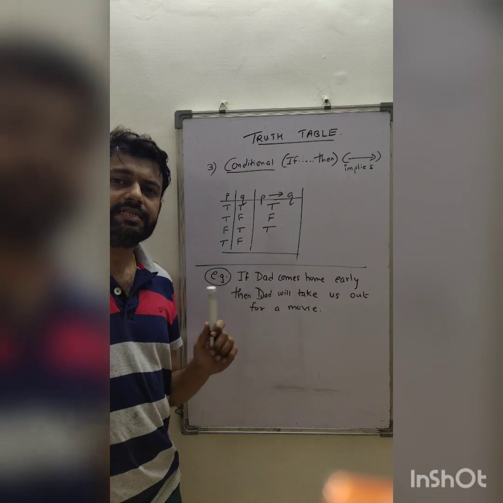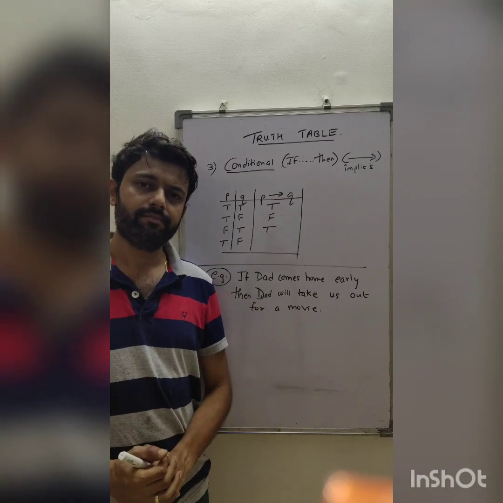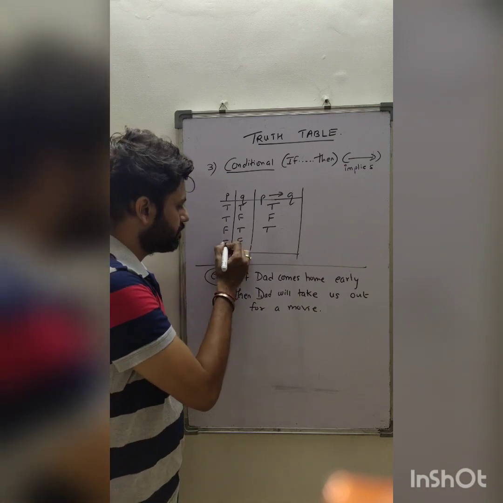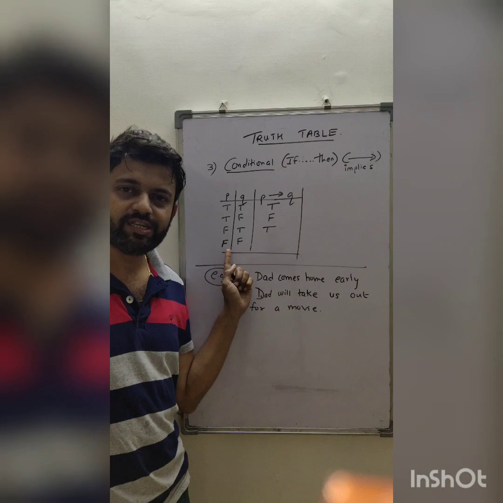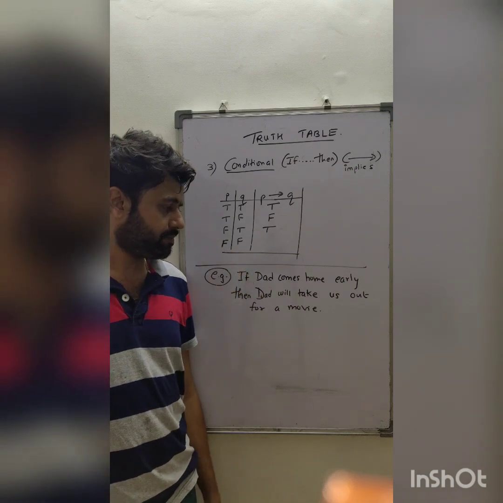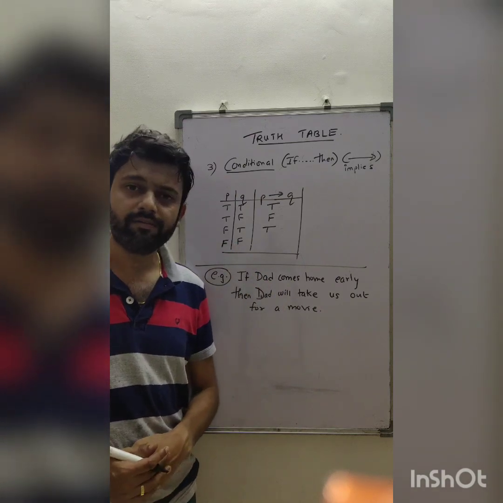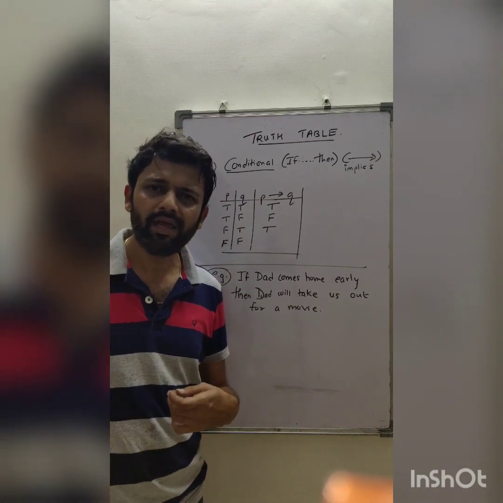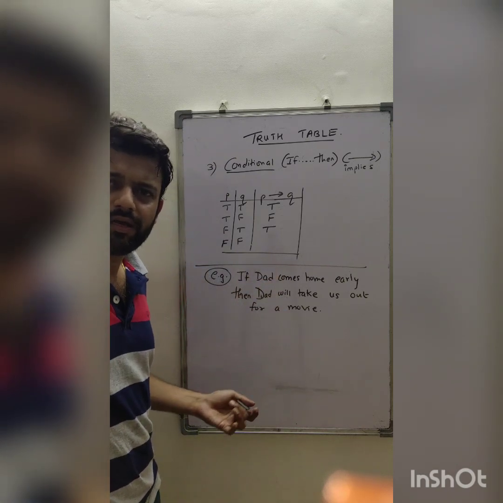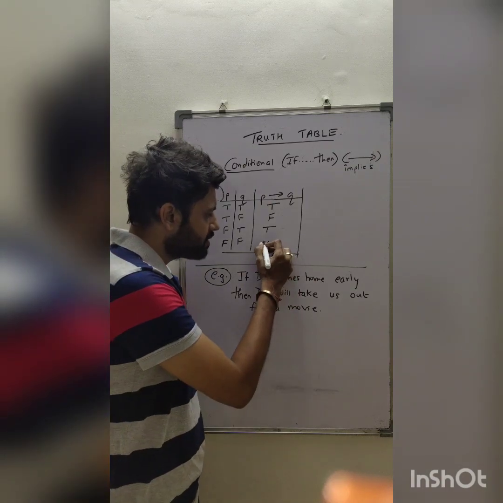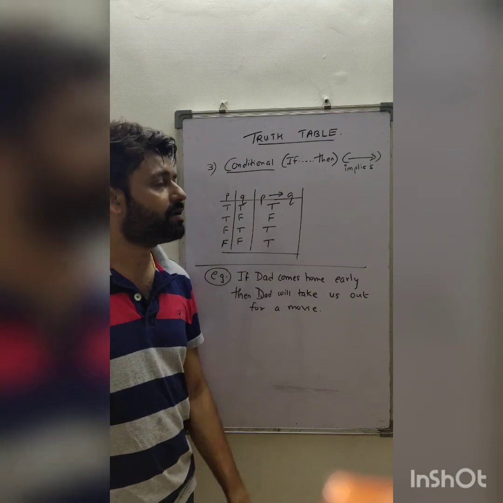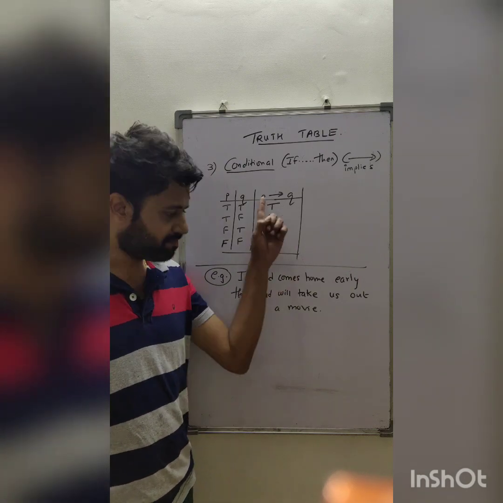Here in the last case, dad is not coming home early. Sorry, this was a correction here. Dad is not coming home early and he's not taking us out for a movie. Come on, you're a grown up now. He didn't come on time, he came late, so he didn't take us to the movie. It's okay. You have to understand this. Come on, grow up and say true. So this is how you remember a conditional statement. Please go through this.